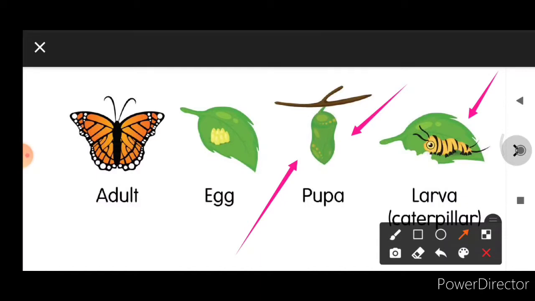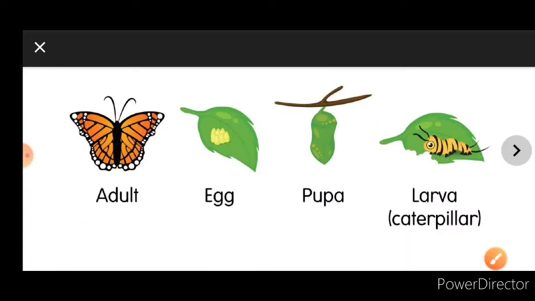Right? Okay, so far we learnt about the three stages of the butterfly. What are these? First one is egg, second one is larva, third one is pupa. And the fourth and the last stage of the butterfly's life cycle is the adult. We all know butterfly in the form of adult. Right, students? This is the correct order. Once again, shall we try the correct order?